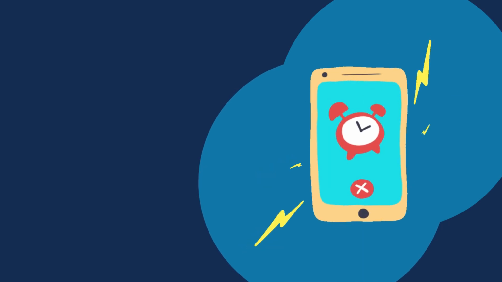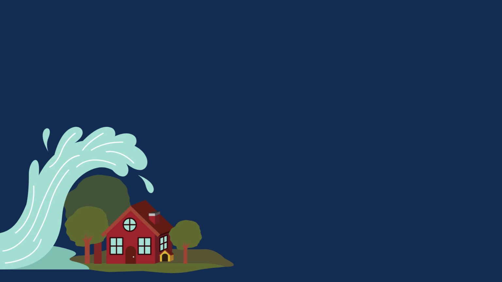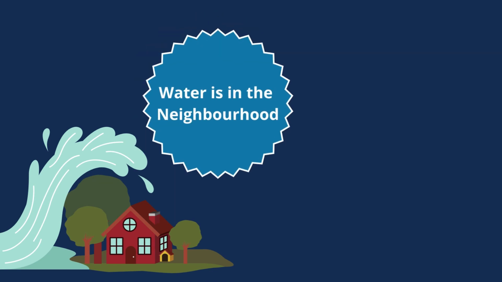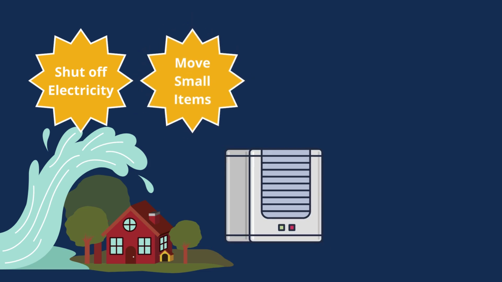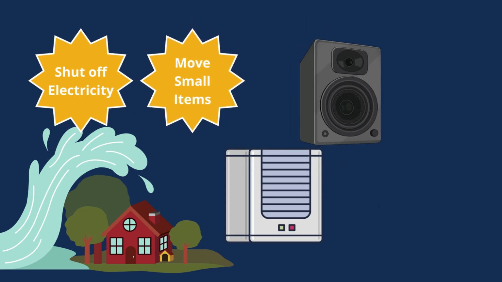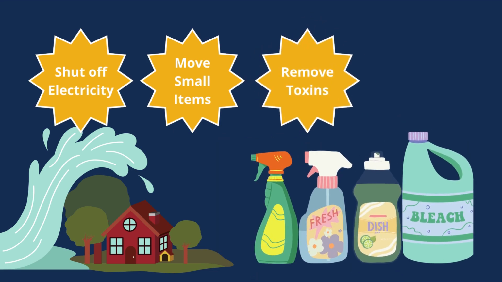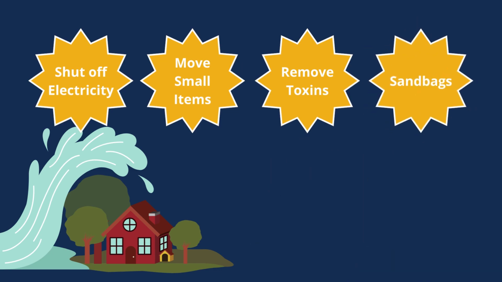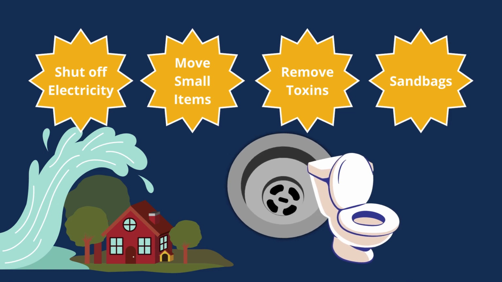When your alarm goes off, perform the actions to take during the emergency. For example, if the event is a flood, pretend water is in your neighborhood and you must secure your home from flooding. Shut off your electricity and move small appliances, electronics, or smaller furniture to higher ground if possible. Remove toxic substances and chemicals from the flood area to prevent pollution. Use sandbags to block floor drains and toilets to prevent sewage backup.